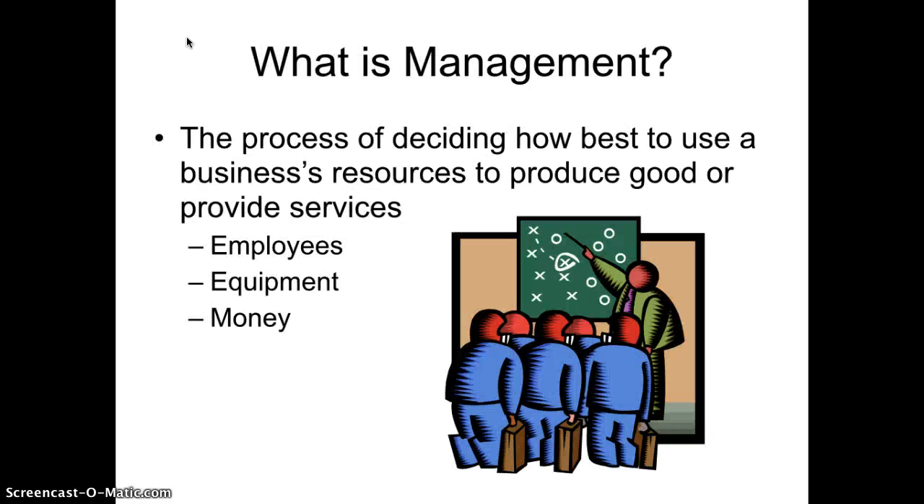Okay, so here's your textbook definition of what management is. The process of deciding how best to use a business's resources to produce a good or provide services. Okay, so you are in charge of employees, equipment, money, whatever those resources are. It's your job as a manager to decide the best way to use those to achieve your goal, whatever your company's goal is, whatever you're making or whatever service you're providing.